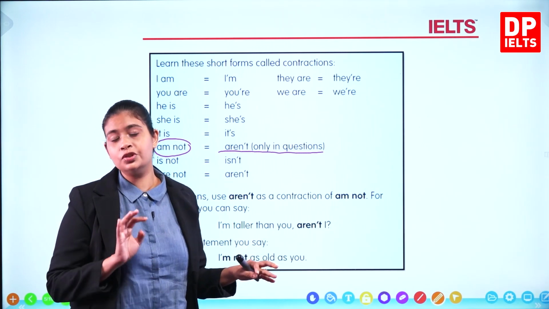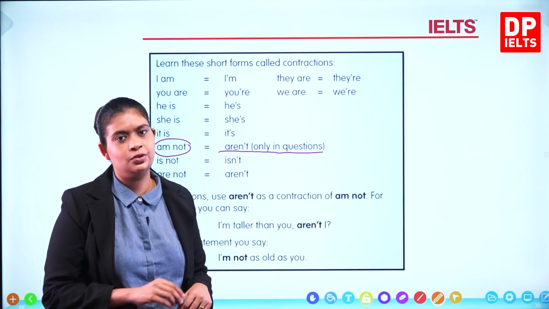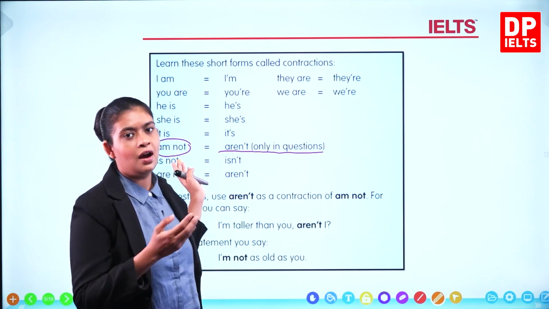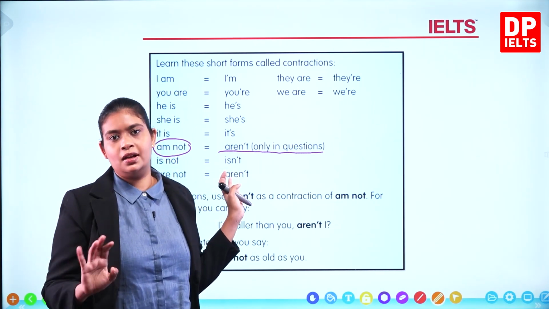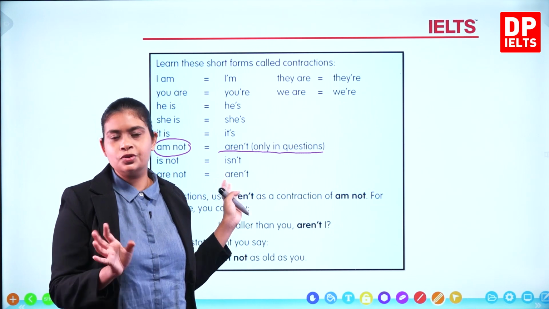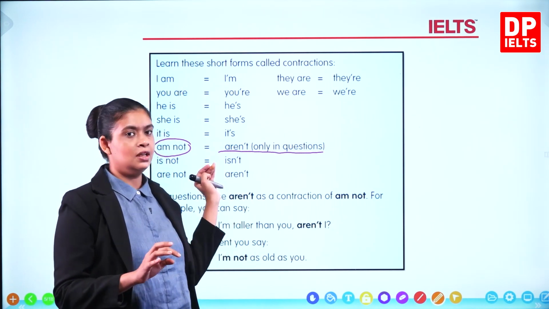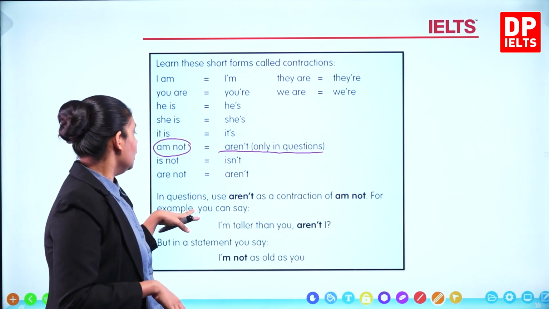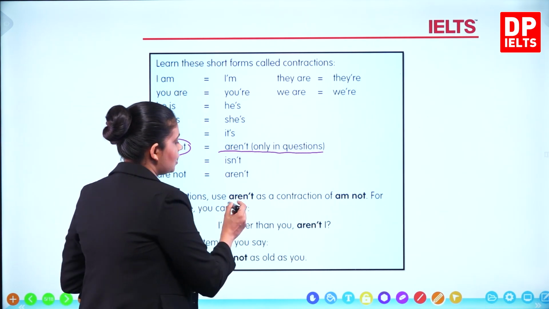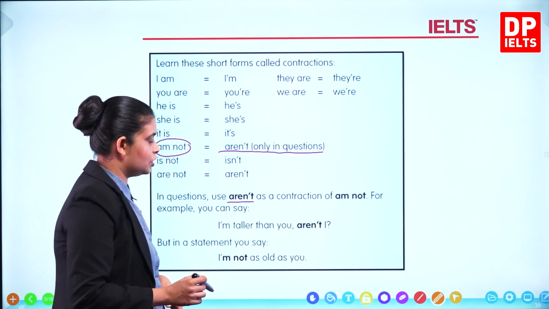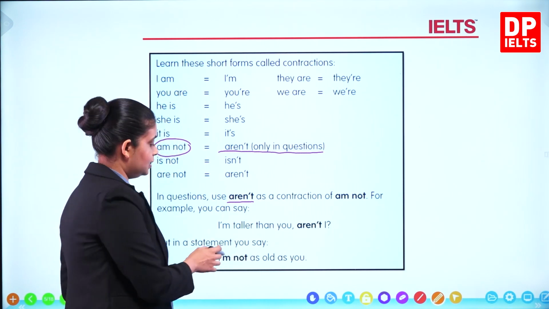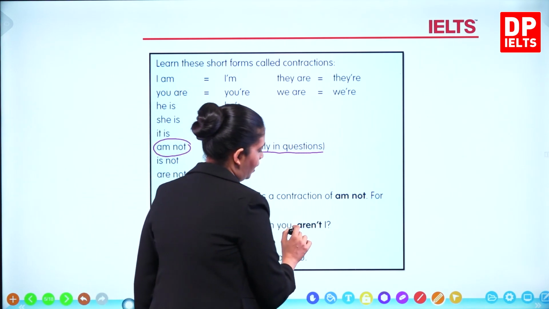We don't use it in sentences. You don't say, I am, so actually you can't say that, okay? I aren't eating bananas, you don't say that, okay? So usually we don't say aren't in sentences, right? In questions, use aren't as a contraction of am not. For example, you can say, right? I'm taller than you, aren't I?